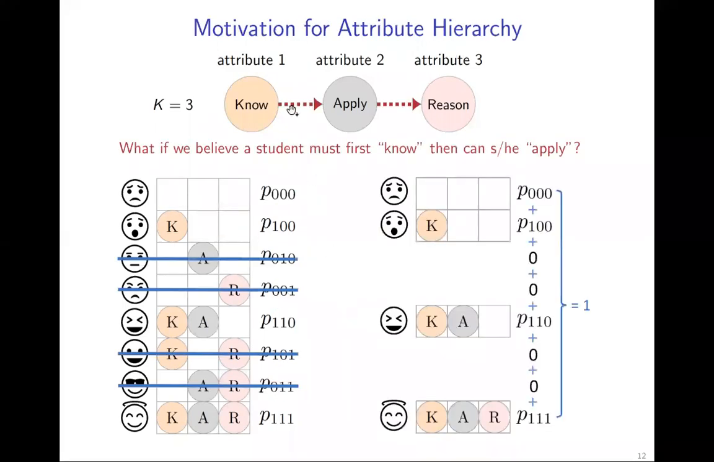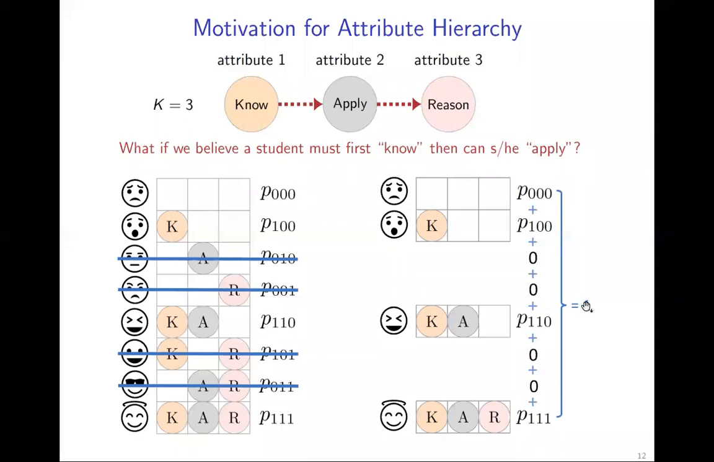Now, what if I tell you, I believe a student must first know before she can possibly apply, before she can possibly reason? This type of belief on the hierarchical structure of the skills actually rules out certain skill profiles from existing in the population. For example, a student on the 3rd row who only applies but does not know cannot exist in the population under this hierarchy. Therefore, p010 should be constrained to 0. In fact, under this particular hierarchy, only the 4 latent profiles on the right panel can exist with non-zero proportions, and the summation of these still gives 1.